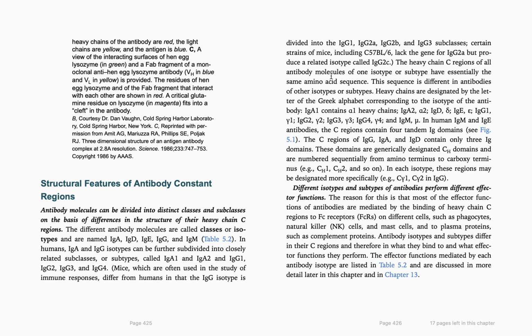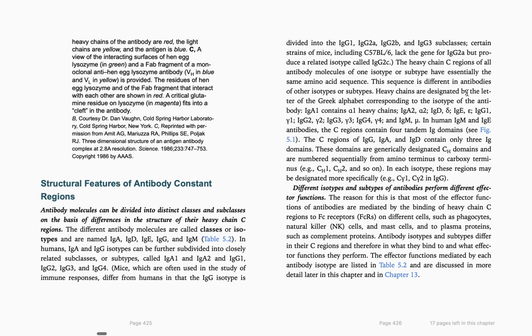Certain strains of mice, including the C57BL/6, lack the gene for IgA2 but produce a related isotype called IgC. The heavy chain C region of all antibody molecules of one isotype or subtype have essentially the same amino acid sequence. This sequence is different in antibodies of other isotypes or subtypes.